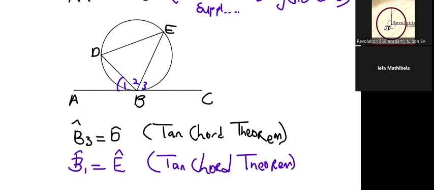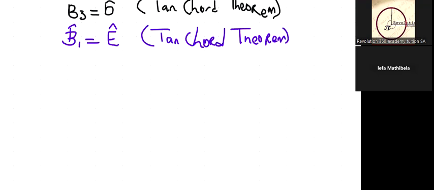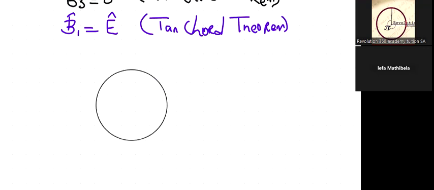And then apart from that one, we also have another one that says two tangents drawn from the same point outside the circle. What happens? They're equal in length.